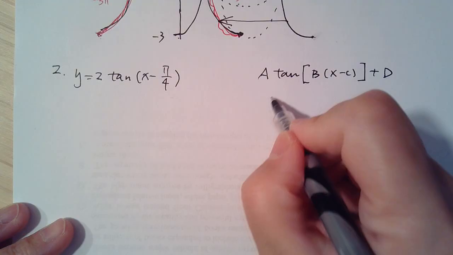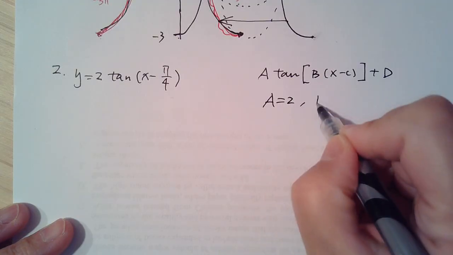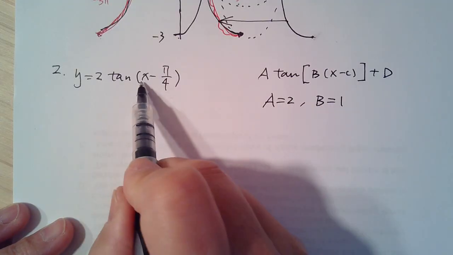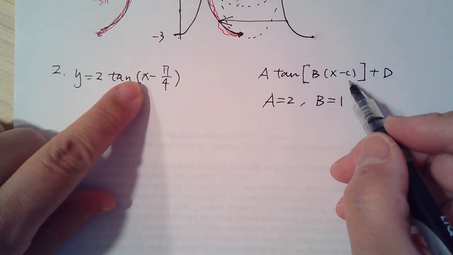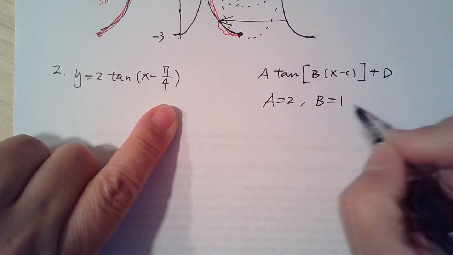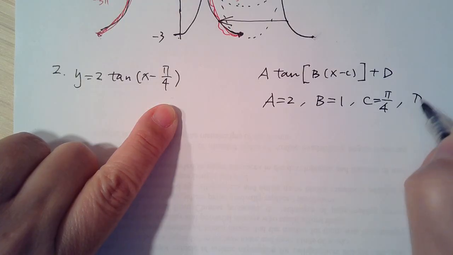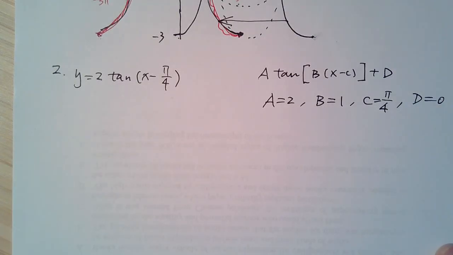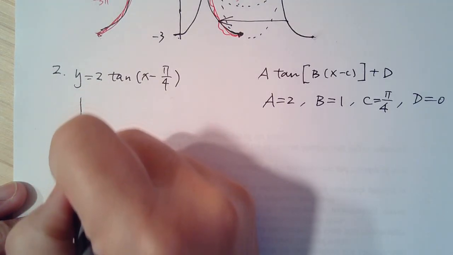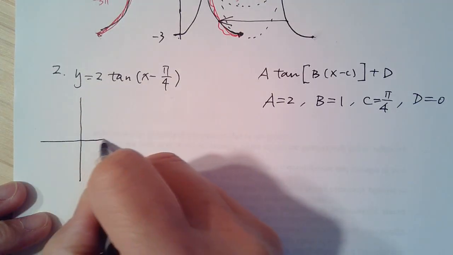And in my case, A is 2. Okay, B is just a 1 because the coefficient of that is 1. And since this is just x minus pi over 4, so I know my c is pi over 4, and my d is also 0. So I got the A, B, C, D. And I ask you to graph two full periods of the parent function.